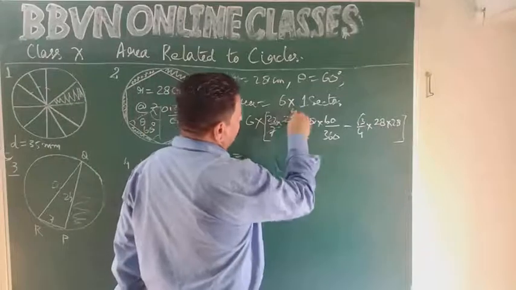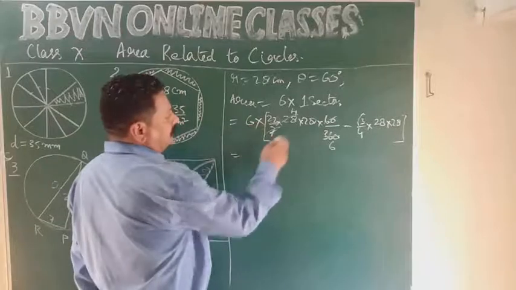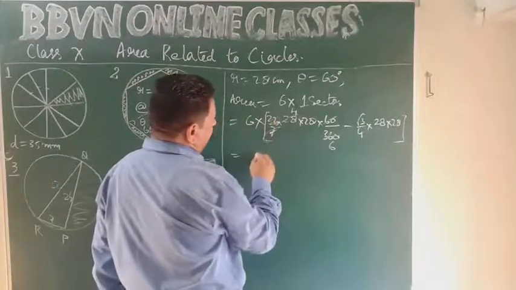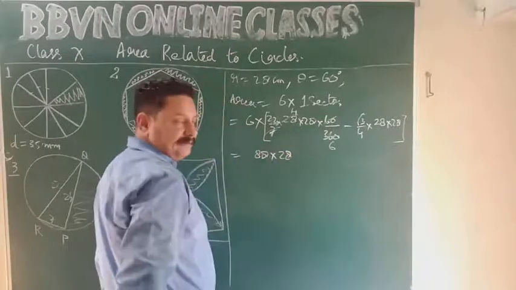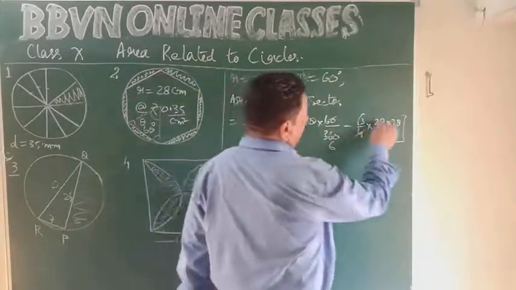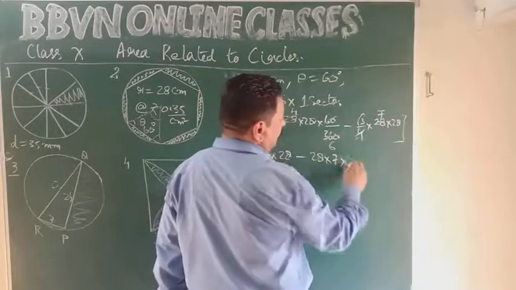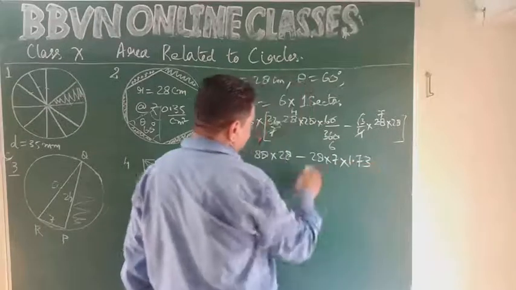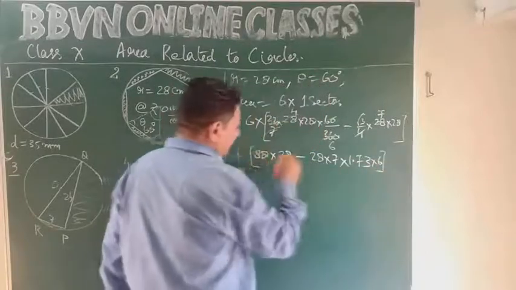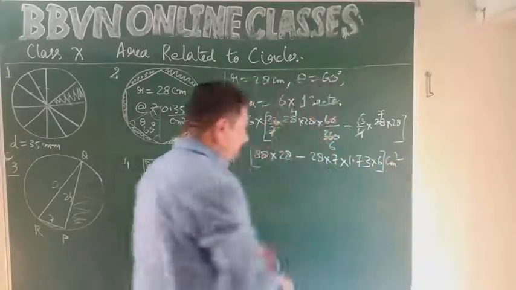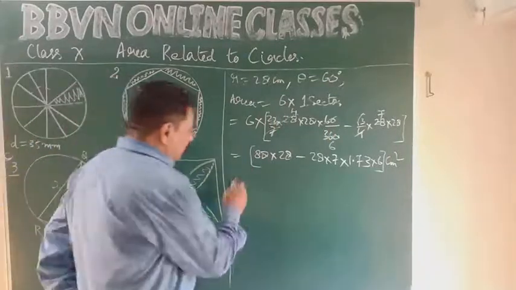7 goes 4 times. 60 goes 6 times. Let's bring this 6 inside. So 22 into 4, 88 into 28. 6 cancels with 6. Minus, here you see, 4 goes 7 times. So 28 into 7 into root 3, which can be taken as 1.73. This 6 is being multiplied in. Centimeter square. This is the entire area of the design that we have, right? Now total cost.